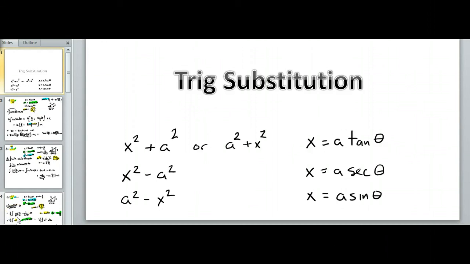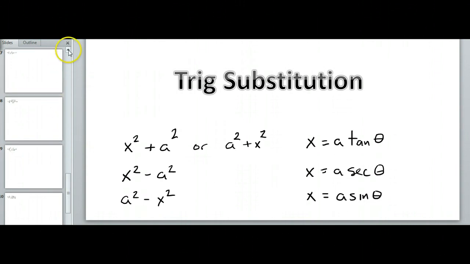This is the second part of our trig substitution worksheet. The second set of problems we're going to be dealing with is the secant substitution. So we're going to substitute over something that looks like this. Notice that when we use the secant, it's the variable squared minus some constant.